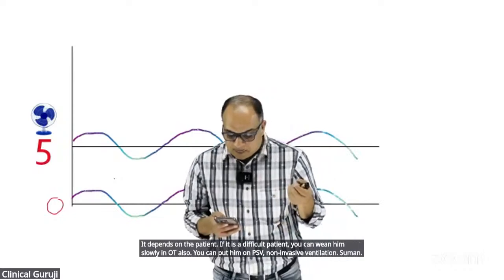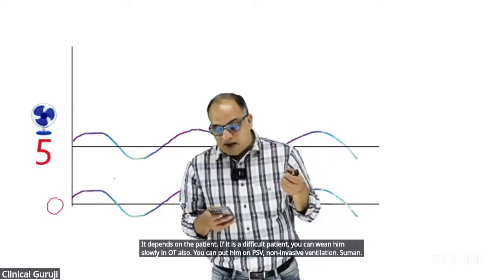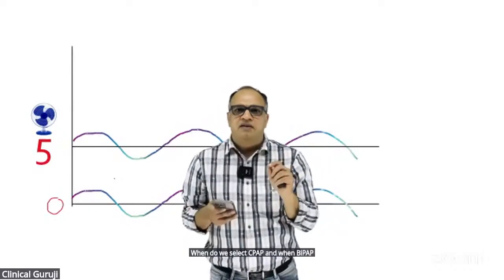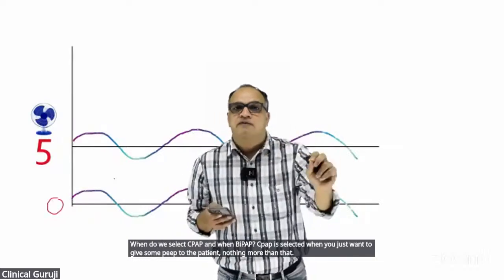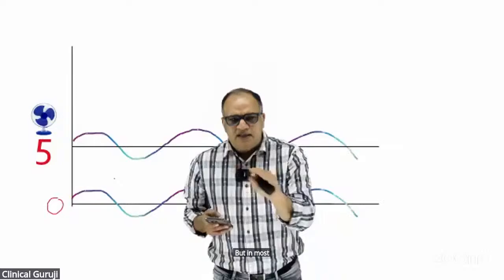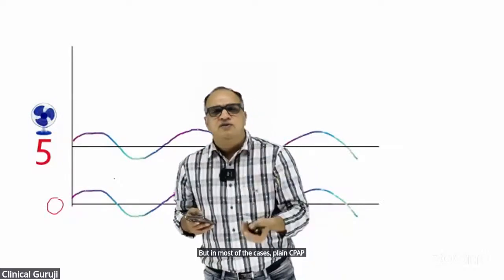Suman, when do we select CPAP and when BiPAP? CPAP is selected when you just want to give some PEEP to the patient, nothing more than that. You just want to recruit his alveoli, CPAP is good enough. But in most cases, plain CPAP is not used. They always use BiPAP.